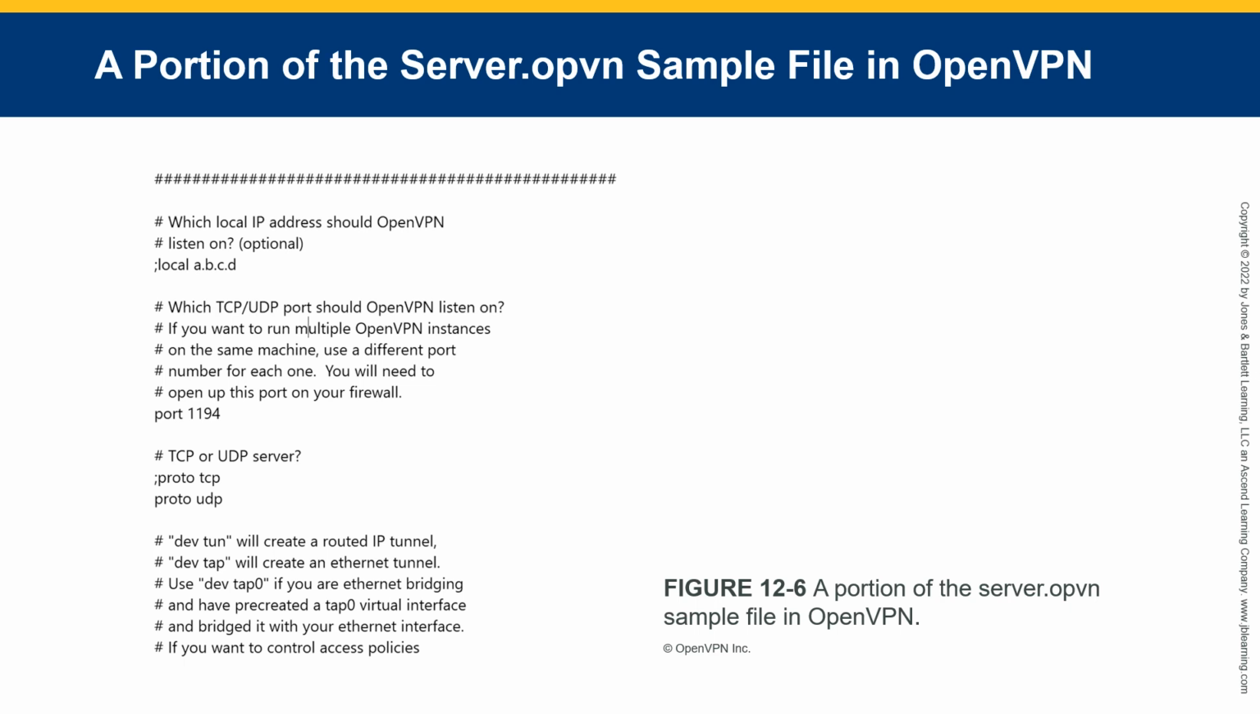And we see port 1194. We see the semicolon here. We see proto is UDP here. So if we undid the semicolon here, you would also do TCP. And that's kind of what we're looking at in an OpenVPN file, which would be server.ovpn.